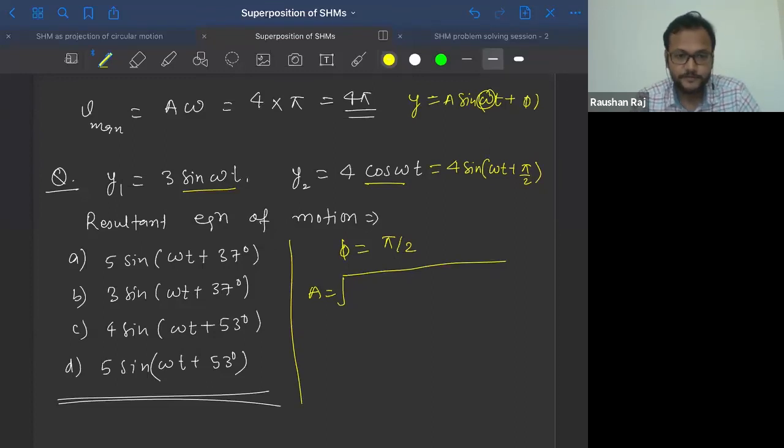3 or 4? Don't write 5, right? 3 or 4? Okay, still I'm getting some 4 answers. Okay. See, how do we decide which should be considered A1?